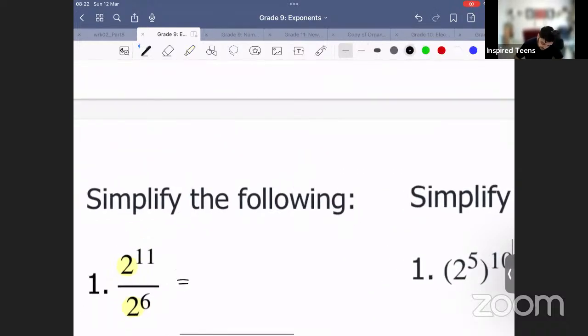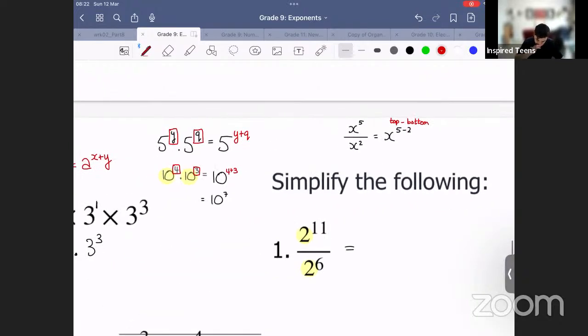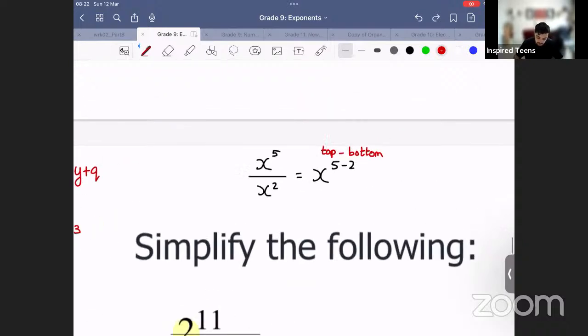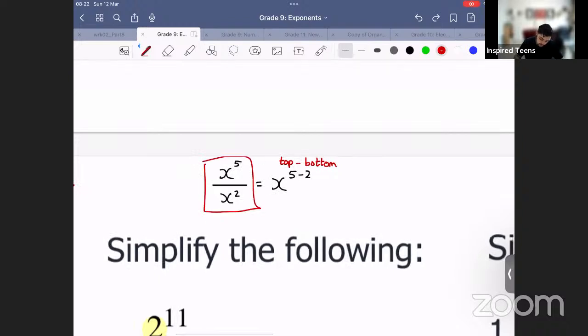So we need to remember the rule that said, if I have x to the power of 5 over x to the power of 2, what I will then do is write it under one base and subtract the exponents. I will say top minus bottom. Similar to how when they were in multiplication, you added the exponents, here, when they are in division, you are going to subtract the exponents.